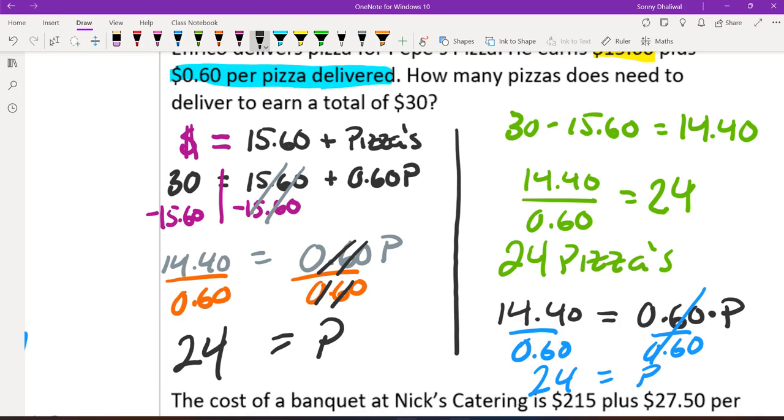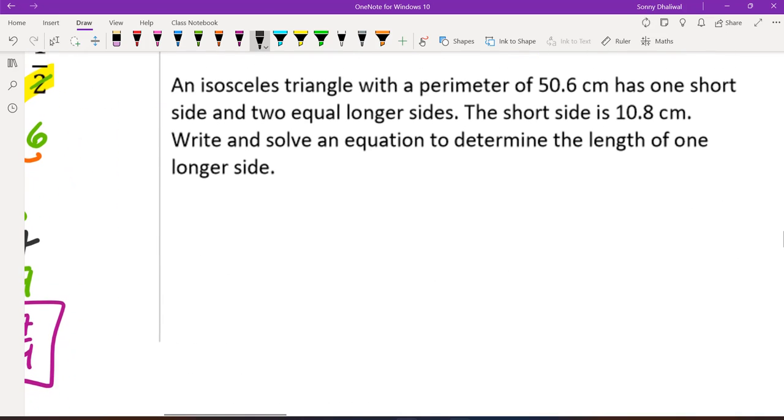Okay? So let's do another one of these. Let's do the bottom one here. An isosceles triangle with a perimeter of 50.6 has one short side and two equal longer sides. All right, so let's draw an isosceles triangle. Has one short side and two long sides that are the same length. All right, and they're saying that the short side is 10.8 centimeters. Okay, and the question is come up with the equation and figure out how big the other sides are.